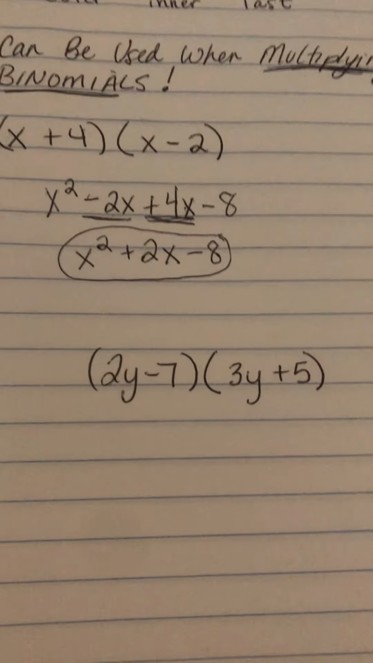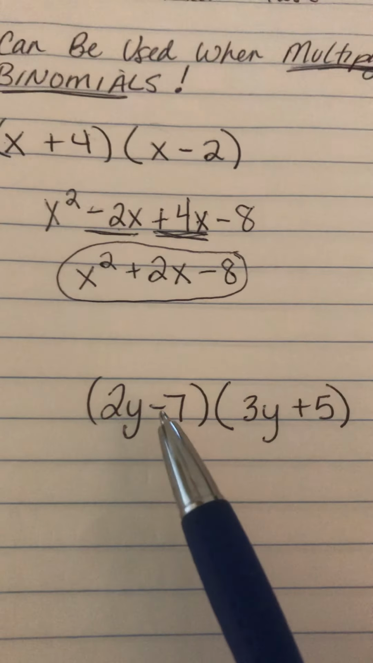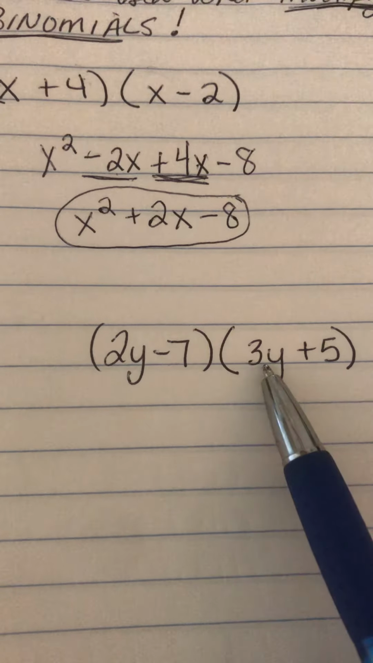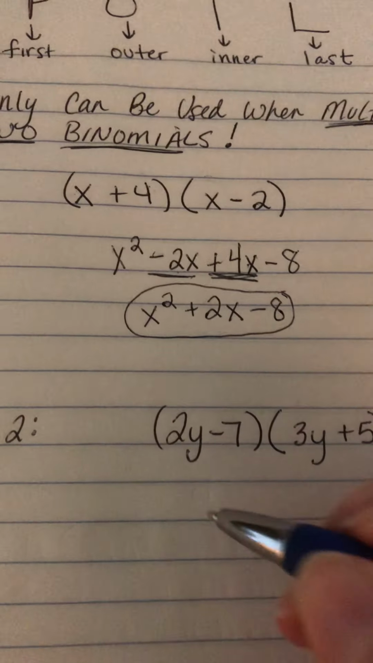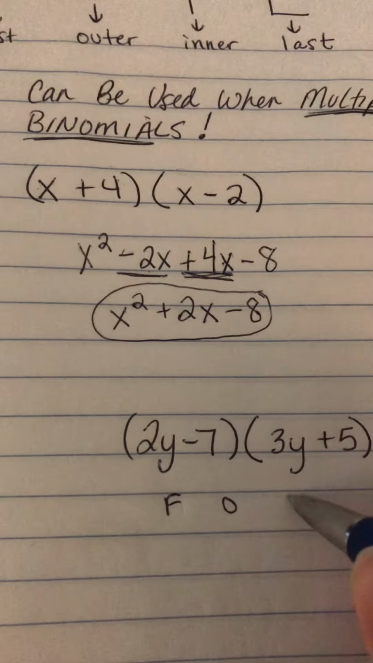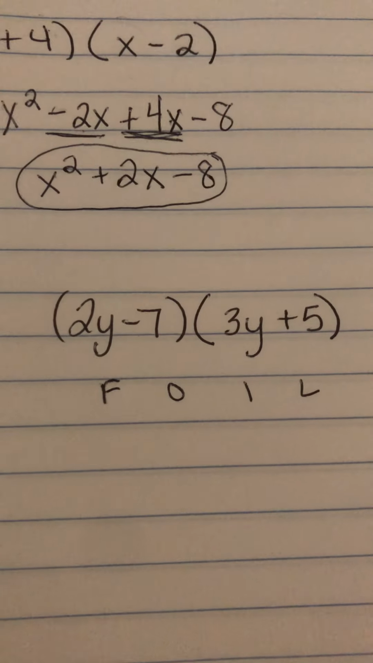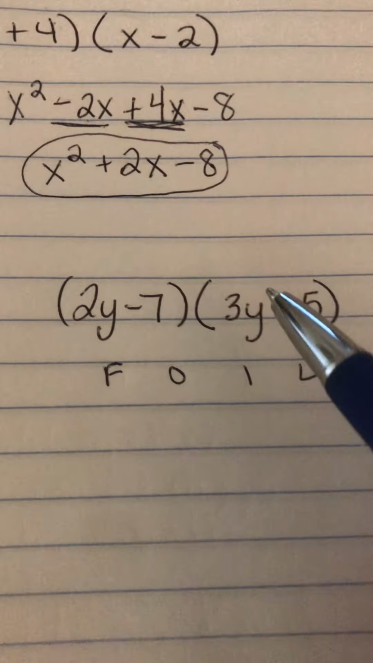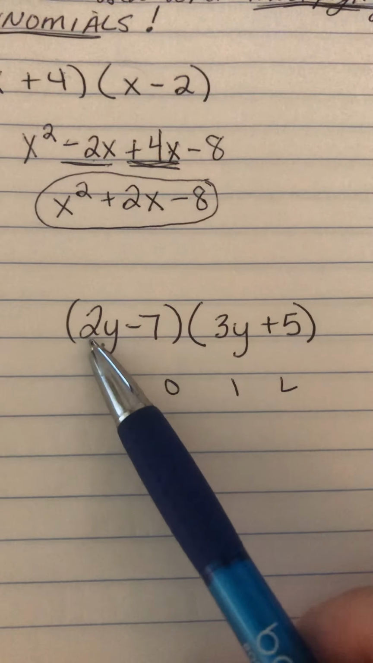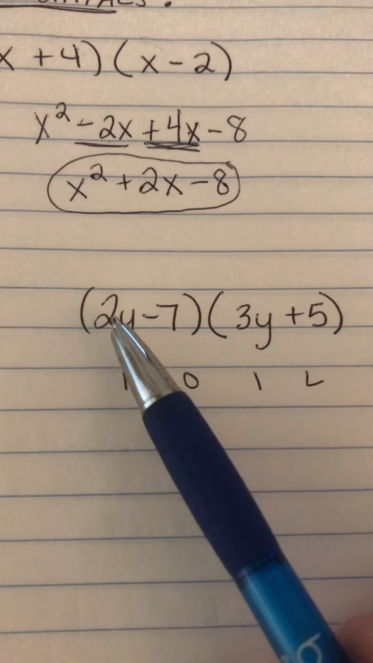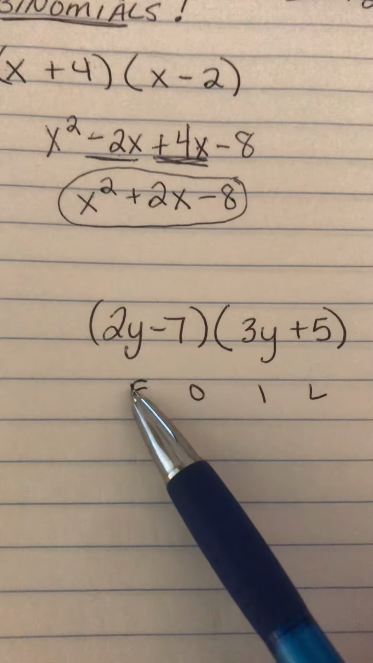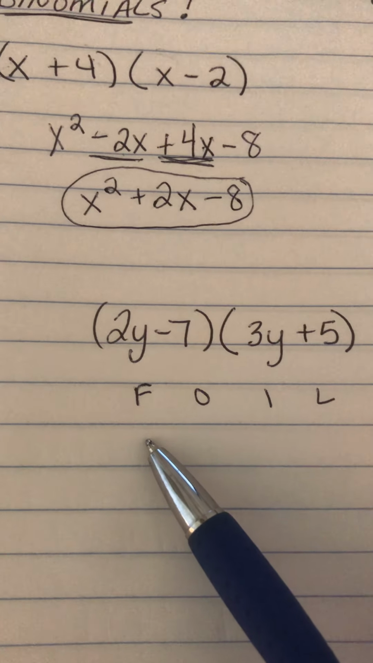All right, I thought I'd do one more with you that had coefficients in front of the variables other than just one. So this y has a coefficient of 2 and this one has 3. If you want, go write out FOIL and then underneath each letter you can write what you're getting. Some people like to do that. So the firsts in each binomial are 2y and 3y. They're both the first terms in each binomial. So that's what you would do first, is multiply those.